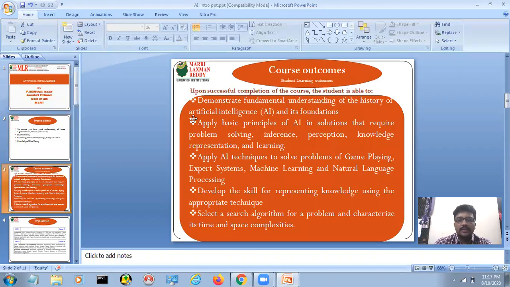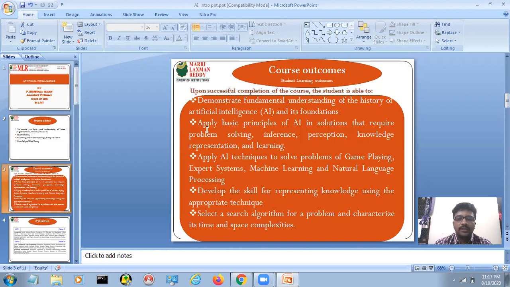Moving to the next slide, which is the course outcome. Upon completion of the course, the student is able to demonstrate fundamental understanding of the history of artificial intelligence and its foundation. Moving to the second unit, the student is able to apply basic principles of AI in solutions that require problem solving, inference, perception, knowledge representation, and learning. Moving to the third unit, the student can apply techniques to solve problems such as gaming, expert systems, machine learning, and natural language processing.